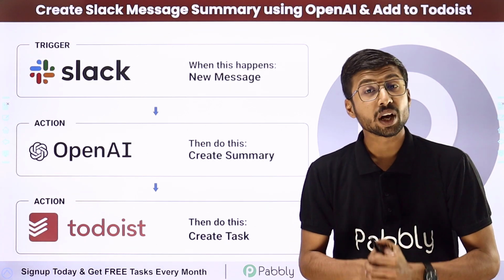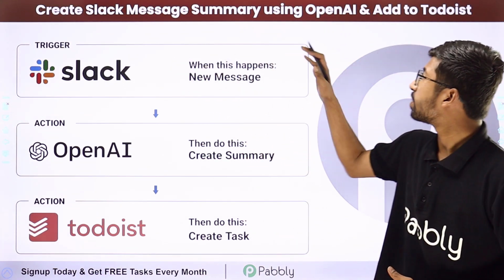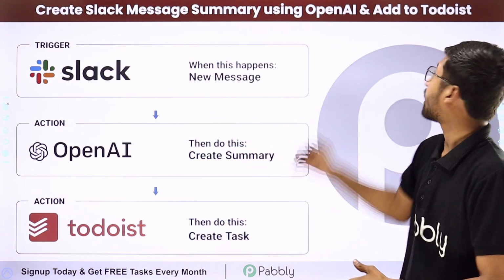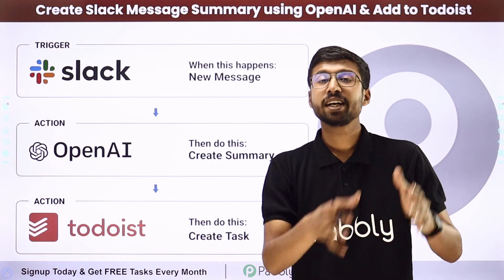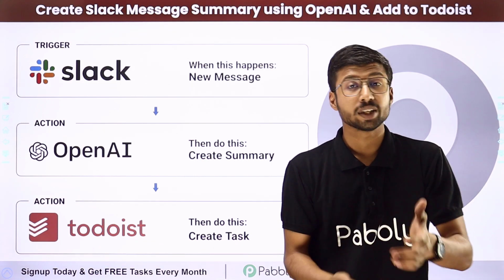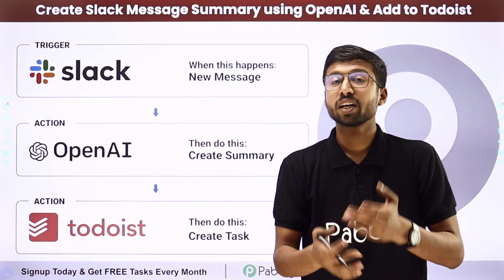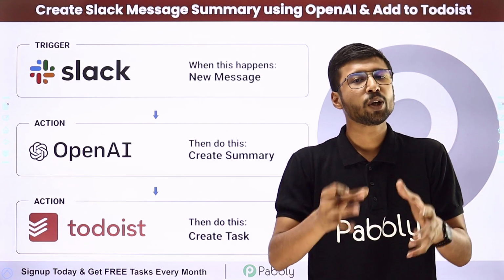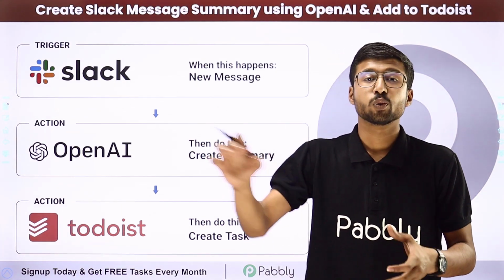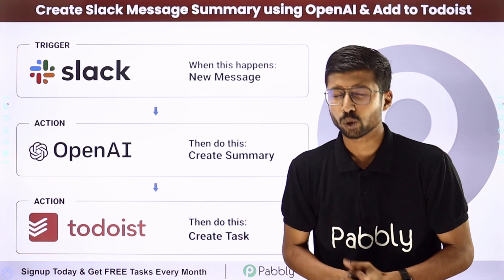So in this video, we are going to learn how to create a Slack message summary using OpenAI and add it to Todoist. Now suppose, guys, you and your team members use a dedicated Slack channel to communicate some important things. And you want that whenever a new message is sent on that particular Slack channel, you get a summary of that complete message and add it into a Todoist list as a new task or note over there.